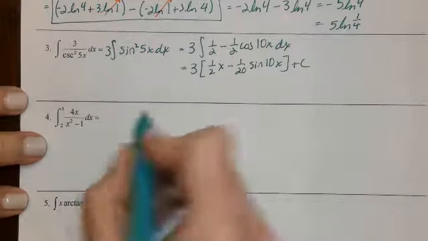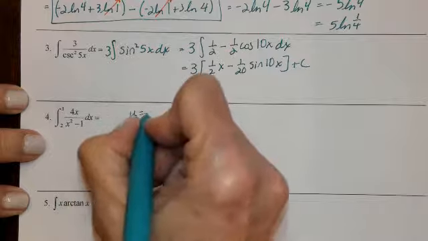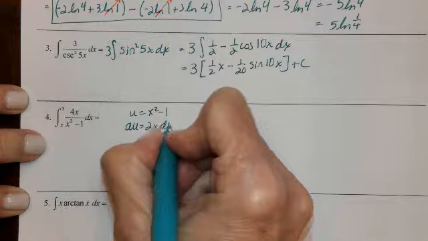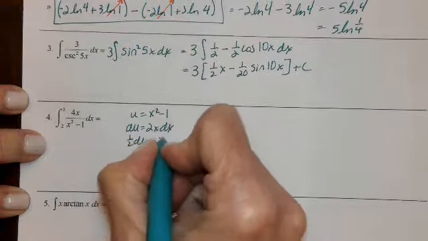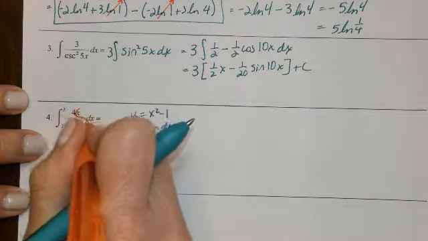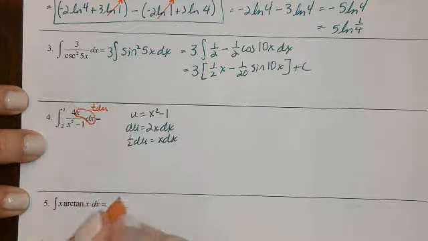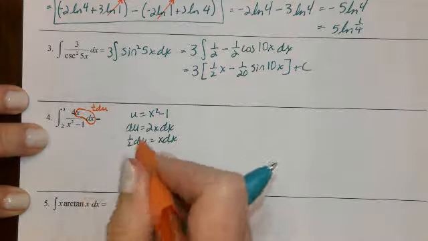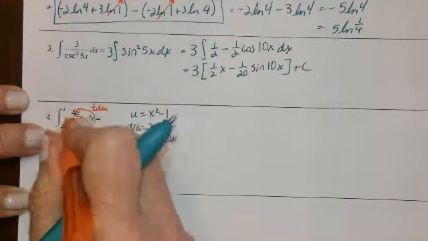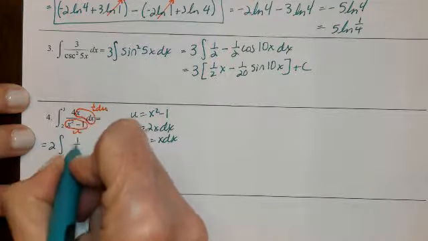Okay, for number 4, I see a little u sub. If I let u be the bottom, du is going to have an x in it. So that's what I'm going to do. U is x squared minus 1. Du is 2x dx. 1/2 du is x dx. So I'm replacing just x dx with 1/2 du. And on the bottom, I have just a u. So 1/2 times 4 is 2. I'm going to take that outside the integral. And then I have 1 over u du.